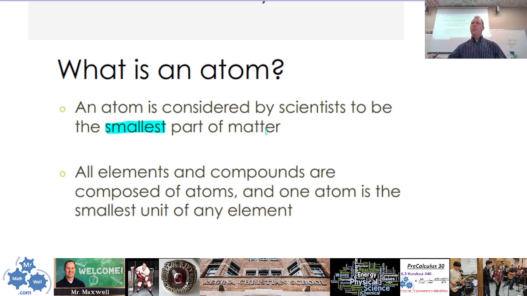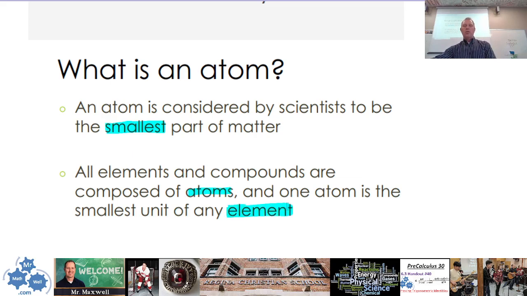We talked a little bit about this, I think, right? When you get down to an atom, if you were to cut something in half 1 billion times, you might be able to still cut it in half, but there would be a point where you'd get down to the smallest particle, the smallest little piece of that substance. Scientists have theorized that to be called the atom. All elements and compounds are composed of atoms, and one atom is the smallest unit of any element.